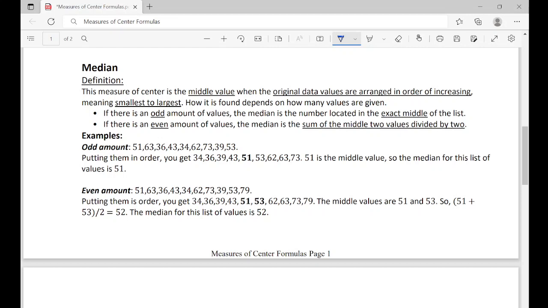Now let's look at an example of each. So for odd, we have 51, 63, 36, 43, 34, 62, 73, 79, 53. You got to put them in order. In this case, this is our order. And since it's an odd amount, we want to go into the middle, the very middle, which is right here at 51. So the median of an odd amount of values is always the middle value. So in this case, 51 is our median.